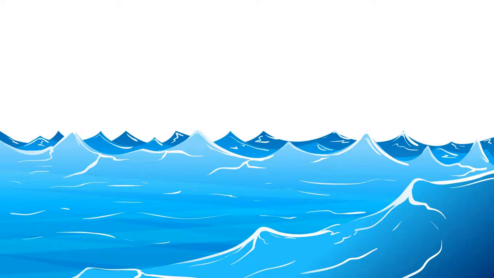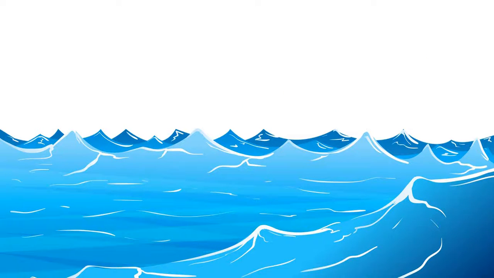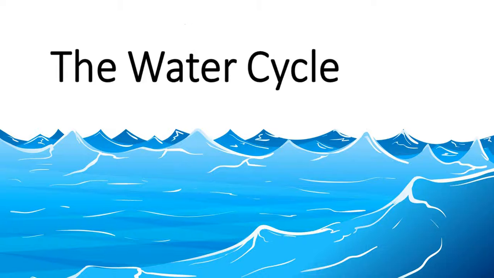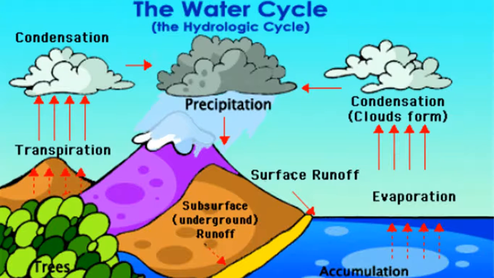Did you know that the earth has been recycling water for over 4 billion years? Water moves in our seas, lakes, rivers, oceans, the atmosphere, and the land in the ongoing cycle called the water cycle. Let's take a look at how the different stages of the water cycle work.